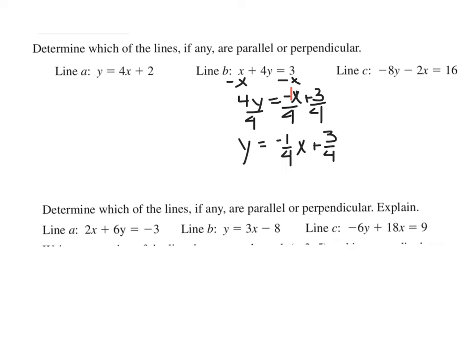So the slope for line A is 4. The slope for line B is negative 1/4. So A and B are perpendicular.